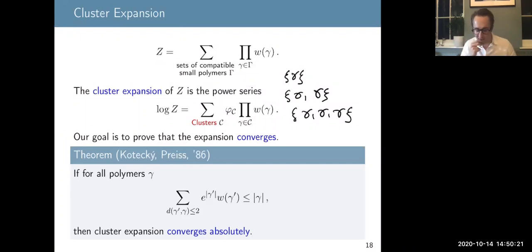And a lovely sufficient condition for convergence is given to us by a theorem of Kotecký and Preiss, which says that for any polymer gamma, if I can show that this exponentially weighted sum over all other polymers incompatible with gamma, distance less than 2, satisfies this inequality, where this just means the size of gamma, the number of vertices, this is a sufficient condition for the cluster expansion to converge. And actually, this is deeply connected to the Lovász local lemma. So if you haven't heard of Kotecký and Preiss, you actually have, because if you've heard of the Lovász local lemma, they are in some sense equivalent.